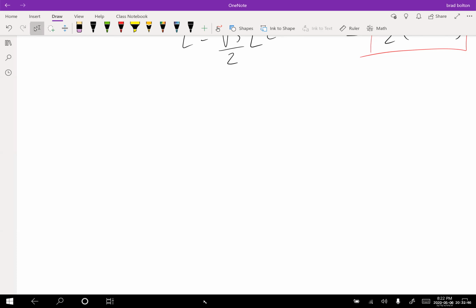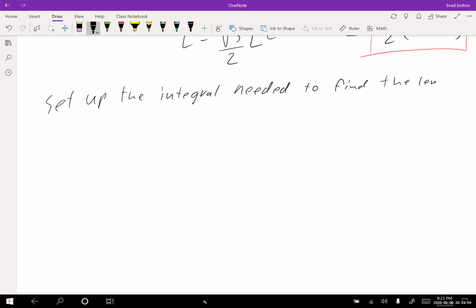So it says, let's just set up the integral needed to find the length of r equals 1 plus sine theta. That's why I don't have it worked out, because we don't actually find the answer. This one's pretty tough. We just want to know how we would find the answer.